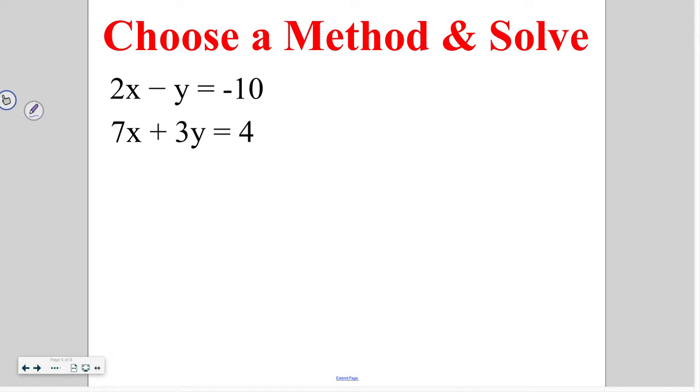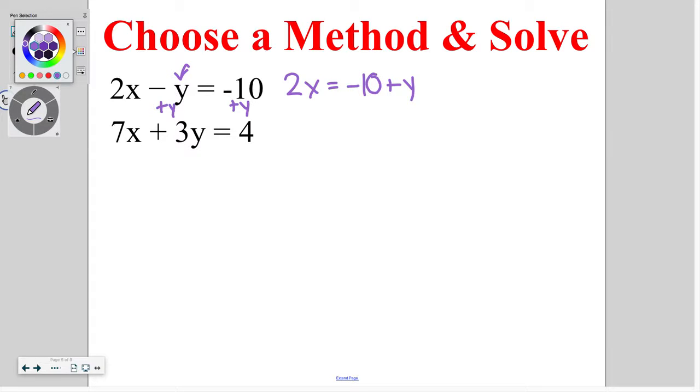This one we've got 2x minus y is equal to negative 10. And 7x plus 3y is equal to 4. Because we have a singular variable right here, we can use substitution for this one. So I'm going to rearrange this equation to get the y by itself. I'm going to go ahead and add y to both sides, which gives me 2x is equal to negative 10 plus y. Then I'm going to need to get rid of that 10, and I'm going to go ahead and add 10 to both sides, giving me a second equation of 2x plus 10 is equal to y.